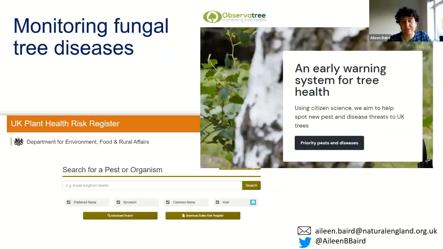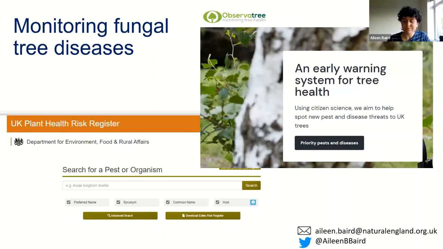So the first thing we discussed is looking at monitoring the spread of fungal diseases. And this is something that I think is already being done quite well. There are a number of national strategies. So there's a couple of things that I've looked at here. We have the UK Plant Health Risk Register, and this lists, it's not just fungal diseases, it's a wider range of pests and diseases that are threats to trees and other plants. And this is now becoming quite comprehensive.